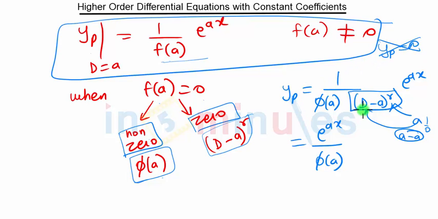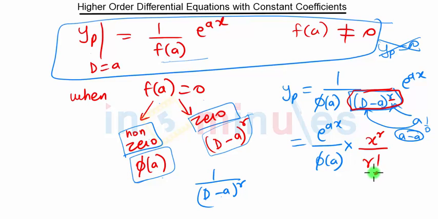So to avoid this, whenever we have 1 upon D minus a the whole raised to r, acting on e raised to ax, okay, then the solution for only this part is given by x raised to r upon r factorial, where r is the power of D minus a.